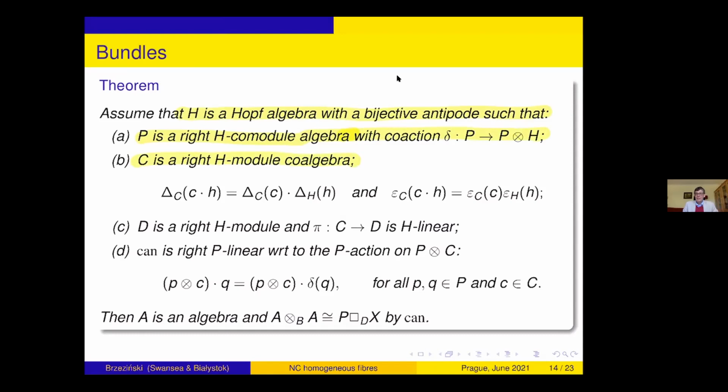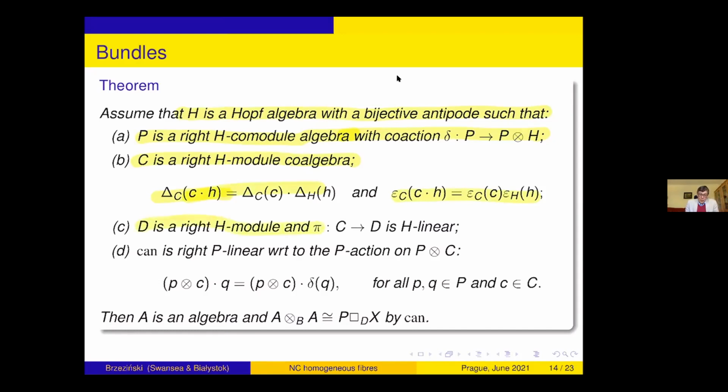C is not an algebra, but it's a coalgebra, and H has a coalgebra structure and an algebra structure. So in a way, C is dual to A. So we have an action of H, which is compatible with the comultiplication in this way.